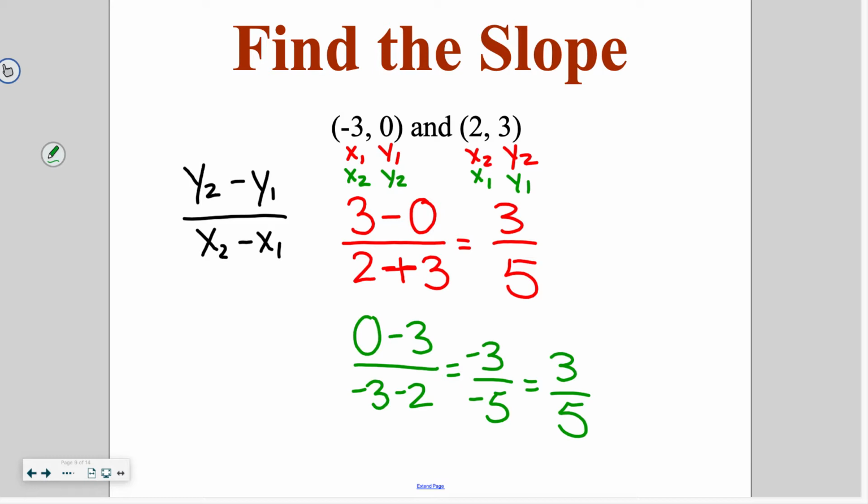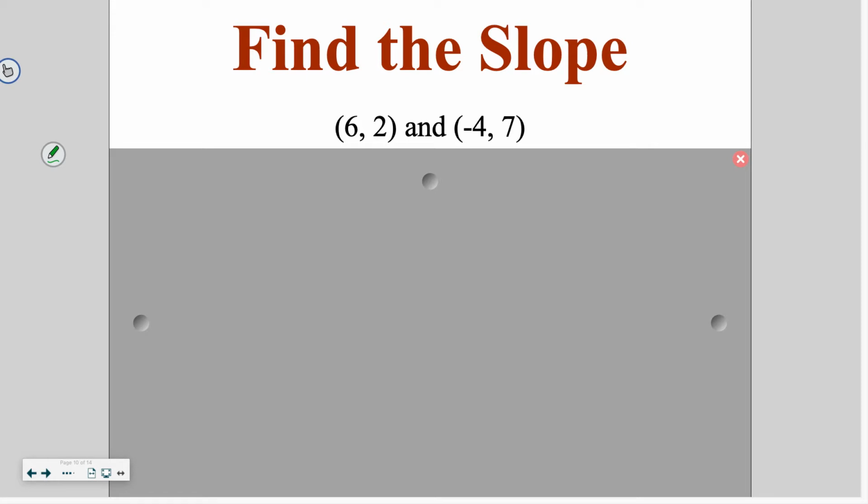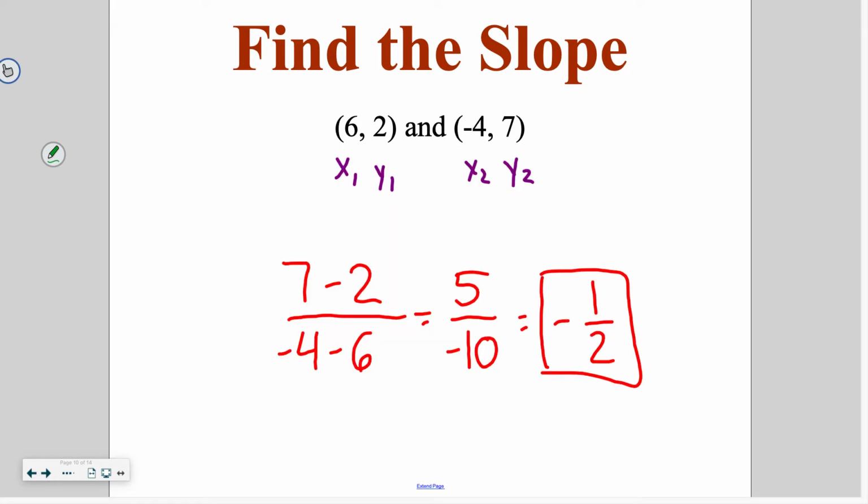So ultimately, it doesn't matter which point you label y1 and y2 and x1 and x2, as long as you are consistent. Those values have to be from the same point. So x1, y1 has to be the same point, x2, y2 has to be from the same point. Doesn't matter what order you label them, as long as you're consistent. Go ahead and try this one on your own. When I subtract, I end up with 5 over negative 10, which is going to reduce to negative 1/2.